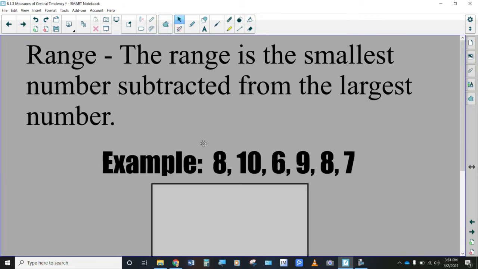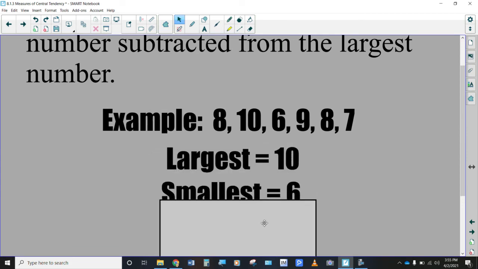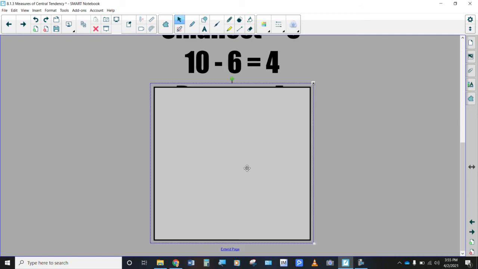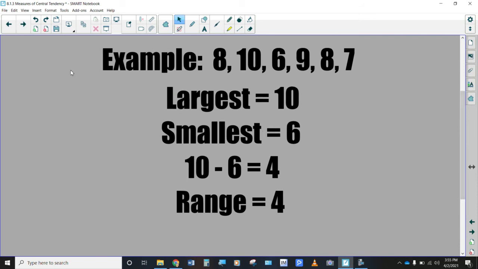All right, now for the range of the data. Really, this isn't an average as much as it just tells you about the spread of the data. We talk about the range when we're talking about box plots. And sometimes if there's a huge range of data, that implies that there's an outlier within the data. But basically, when you find the range, you identify the smallest number and the largest number, and you subtract the smallest number from the largest number. For instance, for this set of data here, the largest number was 10 and the smallest number was 6. So you would take 10 minus 6, and that gives you the range, which is 4. So the range of this data is 4.